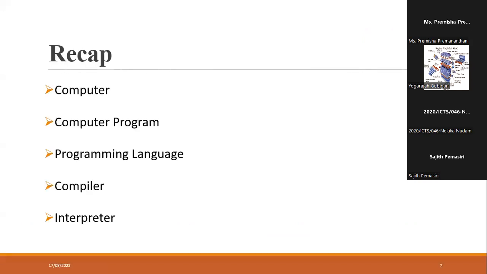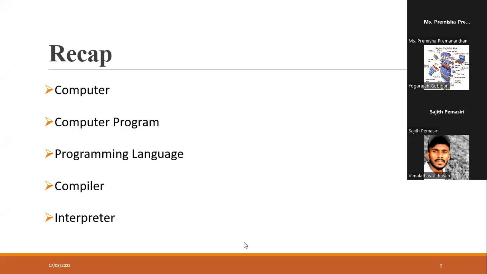In earlier classes, we discussed what a computer is, what a computer program is, and programming languages, and majorly we discussed three types of languages. So what are those three types of programming languages? Can somebody answer, or you can put it in the chat also.